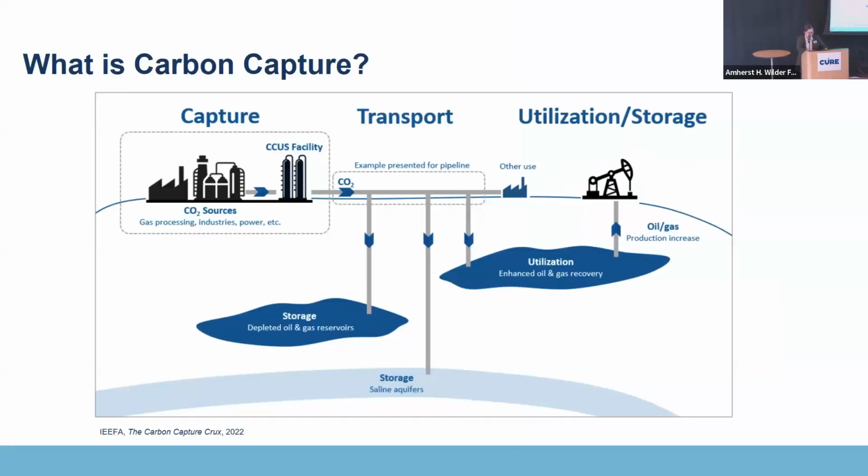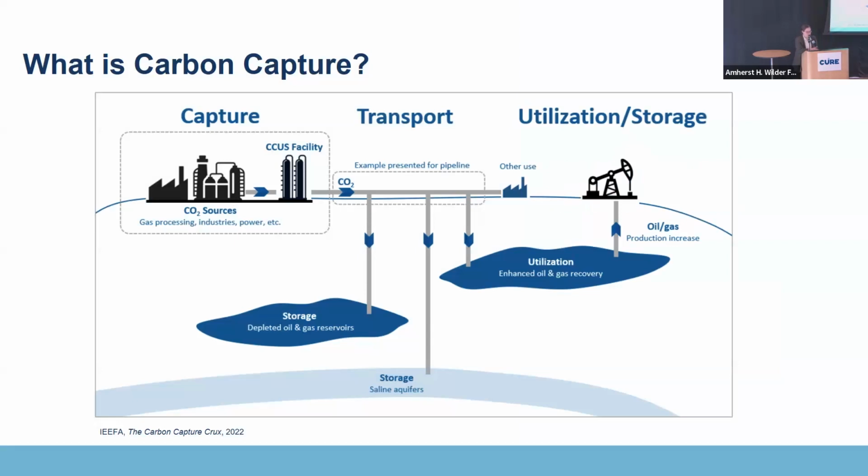Okay, great. So first off, what is carbon capture? There are three main components to a carbon capture system. That includes, as this diagram shows you, capture, transport, and utilization or storage. So the capture is CO2 is captured from a point source, usually like industrial facilities, power generation, gas processing, that kind of thing. Then there's transportation.